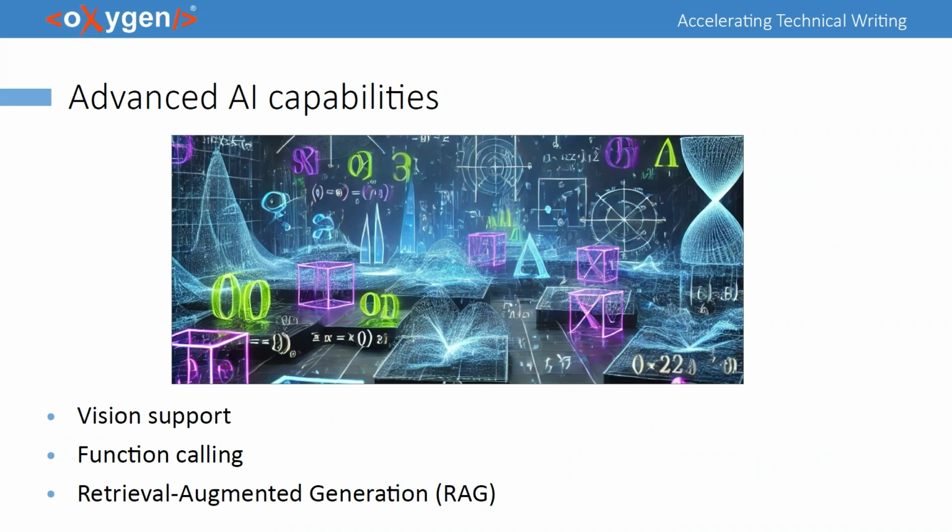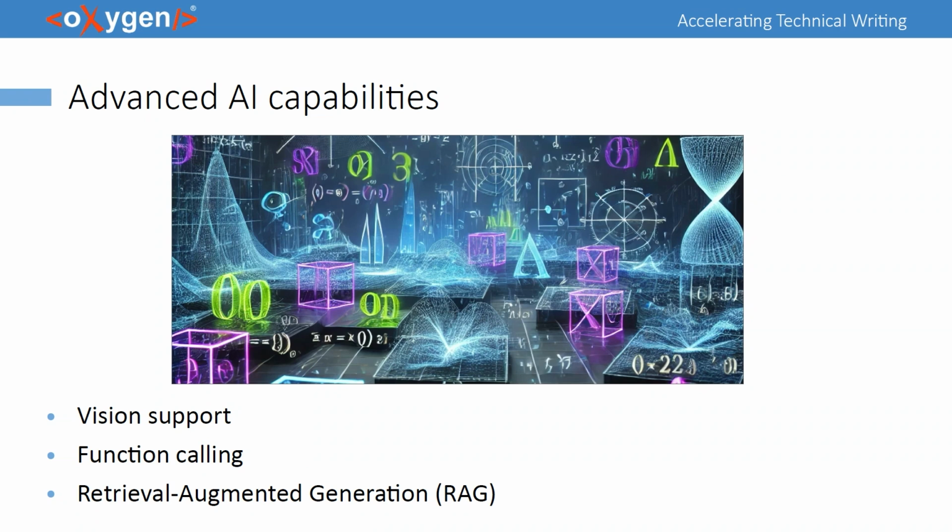When it comes to the advanced AI capabilities, we have adopted a few of them. For example, we have adopted vision support. That means that we have actions and features that allow you to feed the AI with images, provide images to the AI, and expect results based on those images. The AI is able to read and interpret those images and come up with answers. For example, you can generate a description, an alternate text for that particular image.